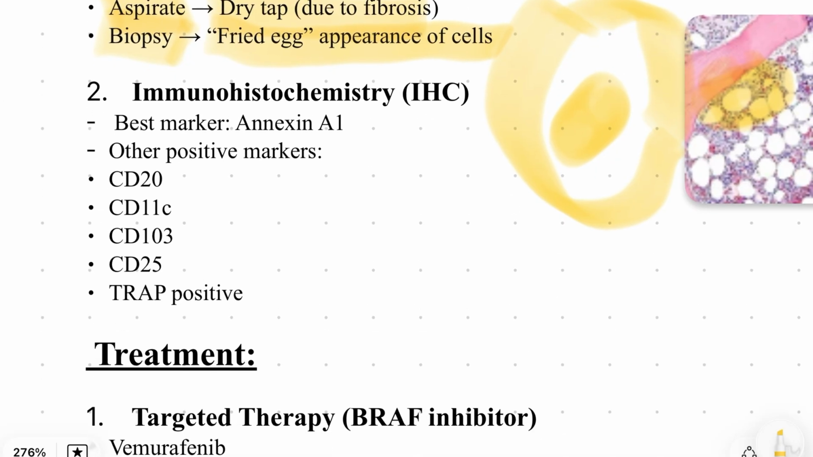Then coming to immunohistochemistry, the best marker is annexin A1. If this is positive, it confirms hairy cell leukemia. There is nothing else you need to remember. But from the exam point of view, they play with the other CD markers. So if there are any controversies, you need to confirm with other CD markers. We have CD20, 11C, 103, 25 and TRAP positive.